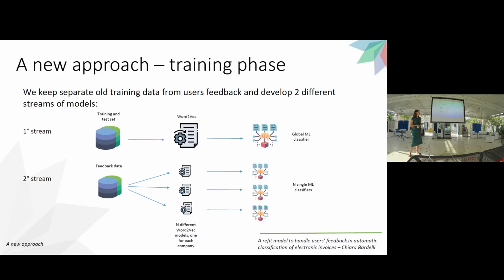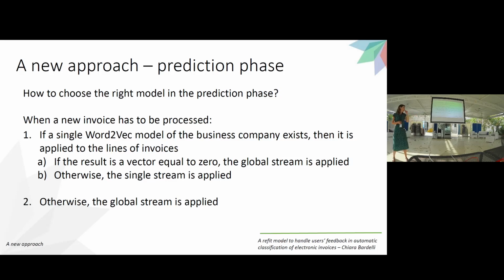This second stream uses only feedback data. So we have n different word-to-vec models that learn from n different feedback data, each one related to a specific company. And then we have n different machine learning classifiers that learn only from the data about this company. So in this case we have a very high accuracy on the feedback data, and we can use this approach to learn more about feedback data without losing accuracy on the test set.